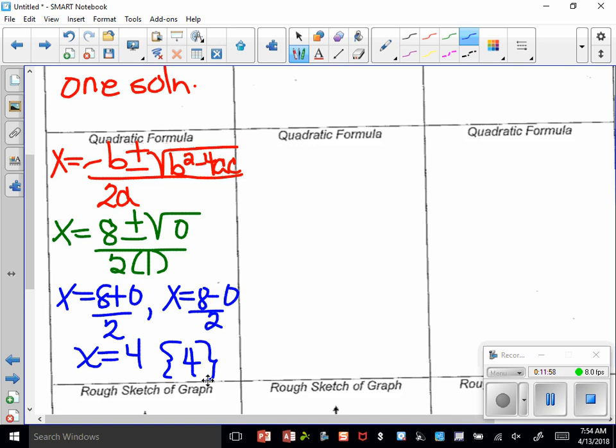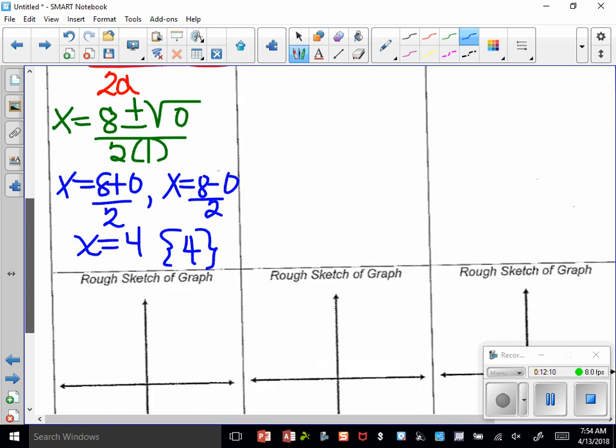And that's it. That's all you do. I'm not going to ask you to do a sketch. The only thing I'm going to ask you to do for this part down here, instead of sketching it, is just give me what the vertex would be. So just give me the vertex point. I don't need you to sketch it, but give me the vertex point.